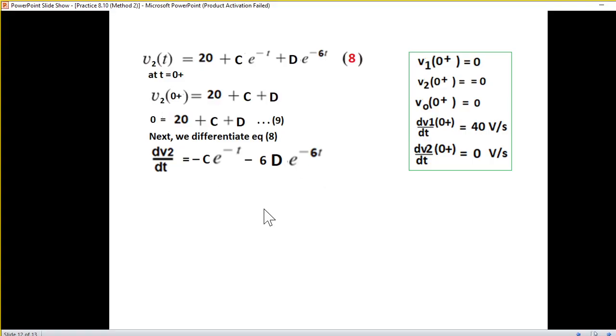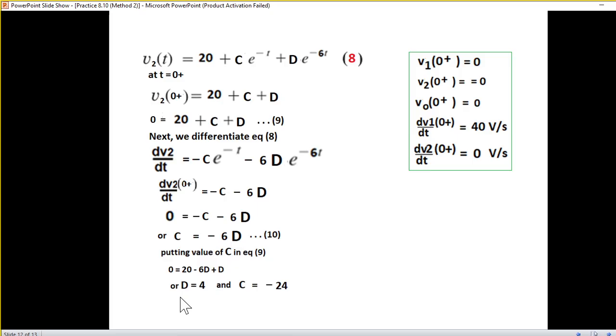Here also we put t is equal to 0. Then it will be minus C because e raised to the power 0 is 1, and here it will be minus 6D. So now dV2 by dt, we have already found it to be 0. We plug in that value. Rearranging, we get the value of C to be minus 6D. Now we put this value into equation 9 and we get the value of D to be 4 and C to be 24.